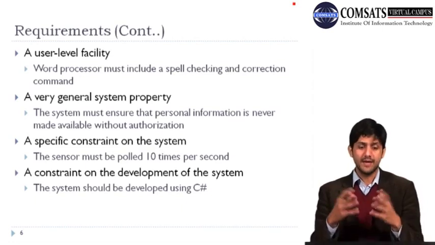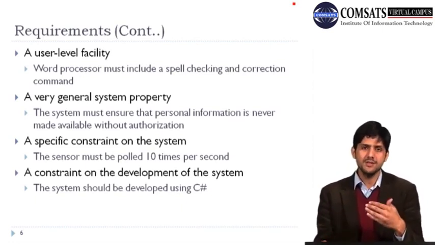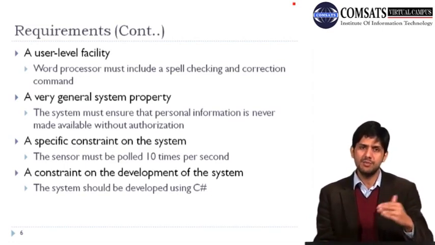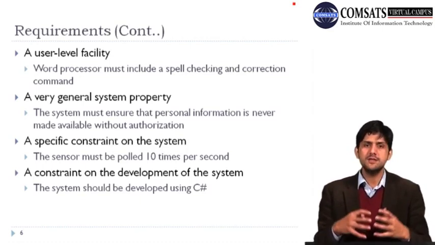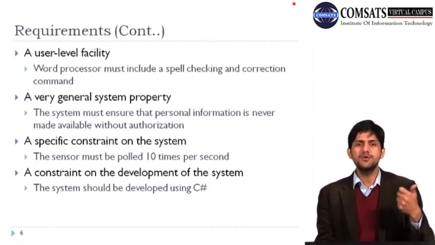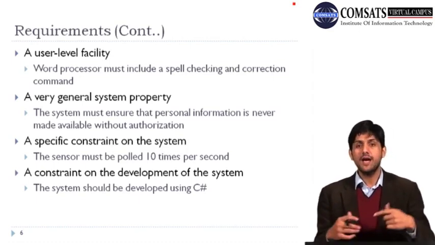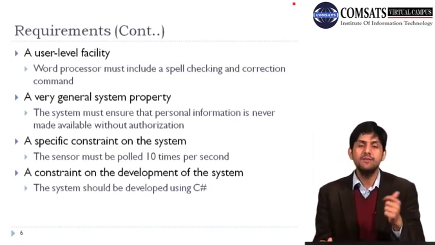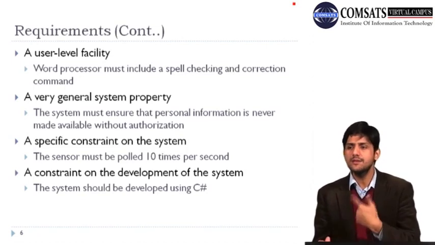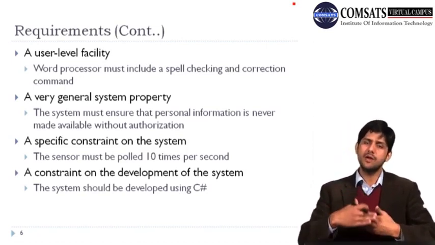As we can see here, a user level requirement might be that you are developing a word processor, so you say, okay, spell checking should be built into it. This is a user level requirement. Then we have a system property that no personal information should be leaked or given to anybody without proper authorization. Then we have a system constraint which says that if there are sensors deployed in a particular system, then they should be polled after a certain amount of time. Then we have a development process constraint where we say the system should be built in a particular language. So this is how these requirements are.